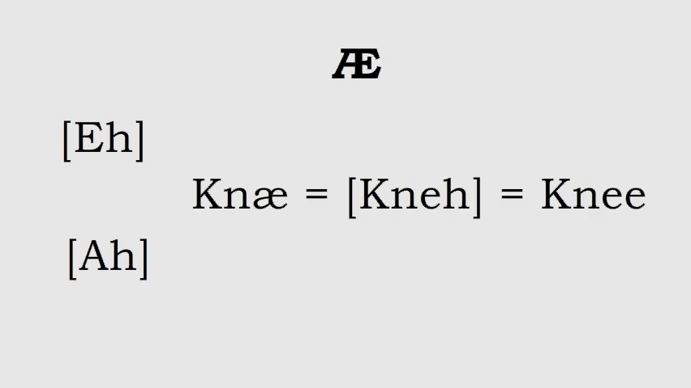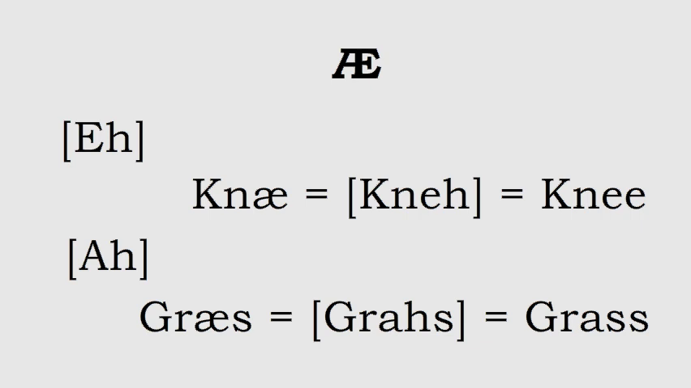Seventh vowel, yes, remember we've got three more left. AE, typically pronounced like the AE sound, but sometimes like the high A. Two examples. Knæ, which means knee, and græs, which means grass.